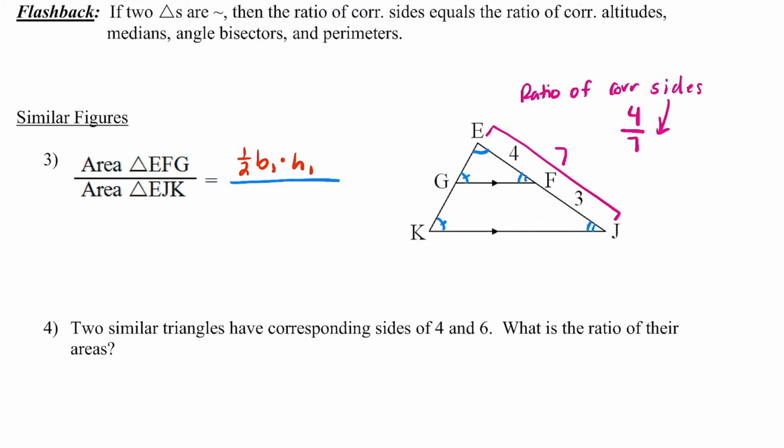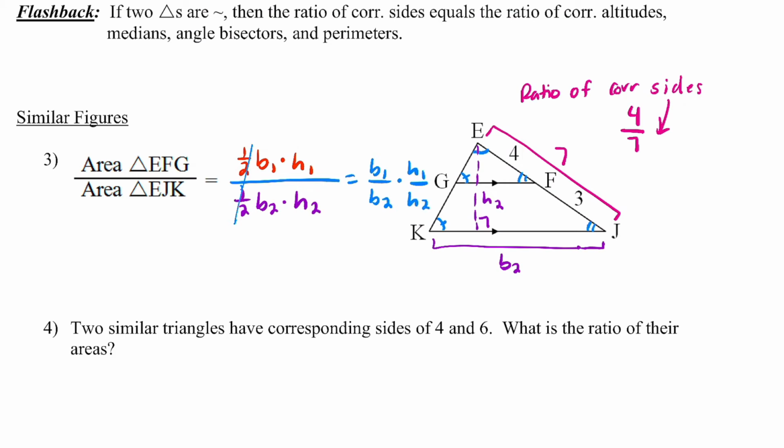For triangle 2, which is EKJ, we're going to say its area is 1/2 base 2, its base, times its height, H2. Remembering B2 would be, you could say maybe it's this, H2 would be this, so on and so forth. So then doing a little bit of simplifying here, I'm just going to do some rearranging. I can cancel the 1/2s. Those are the same. And then I'm going to write this as B1 over B2 times H1 over H2.